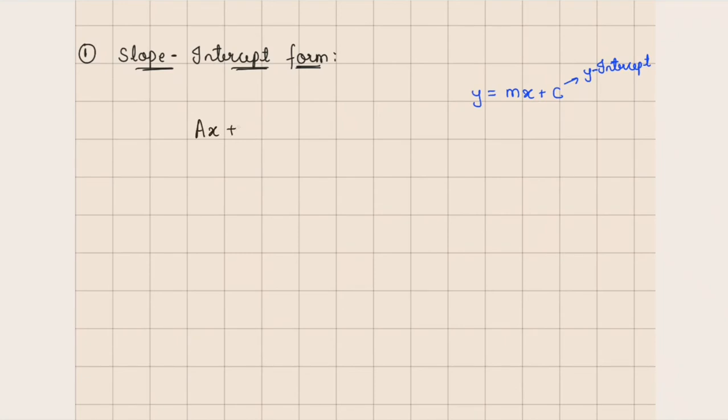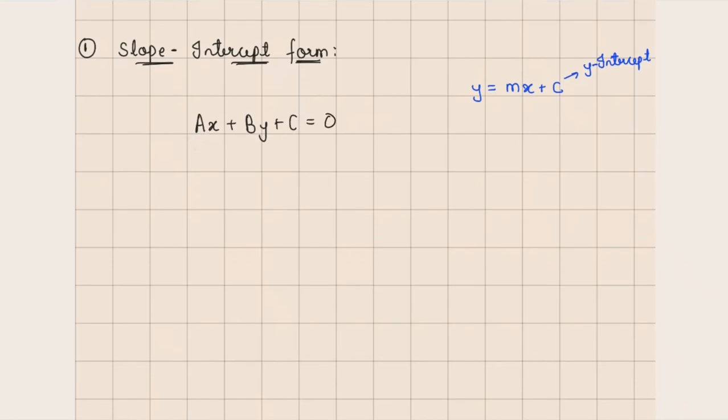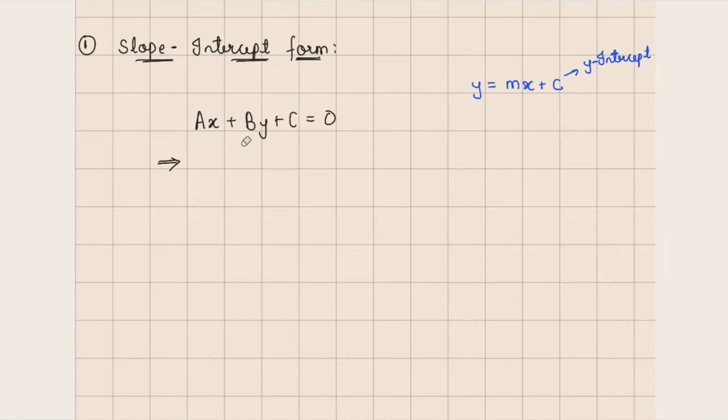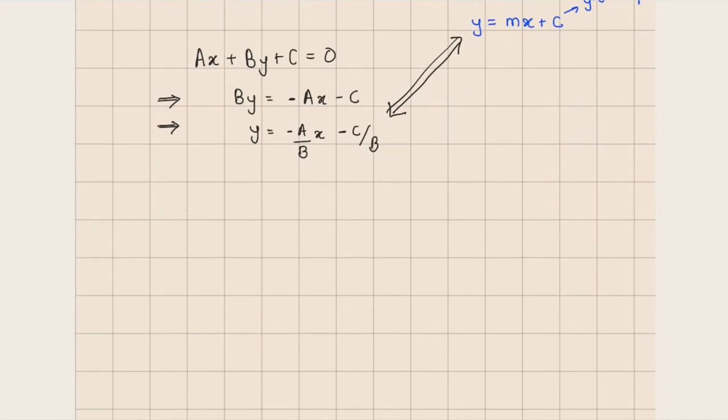We know the general equation is ax plus by plus c equals 0. I will take x and c to the RHS, and I will write in terms of y, which gives by equals minus ax minus c. That implies y equals minus a by b into x minus c by b. Now if we compare this equation and this equation, we can say that slope is m equals minus a by b, and c, which is y-intercept, equals minus c by b.